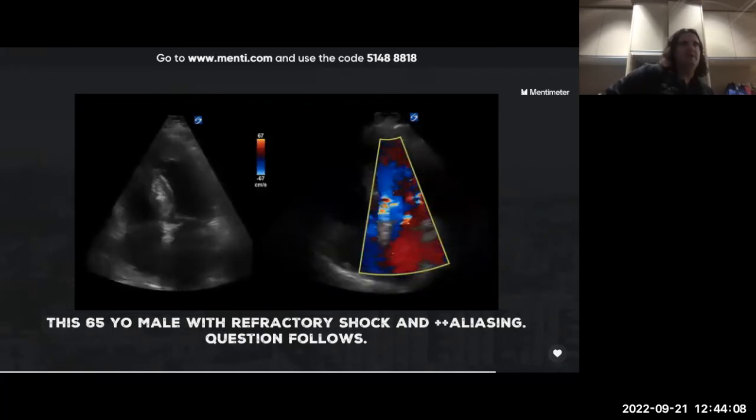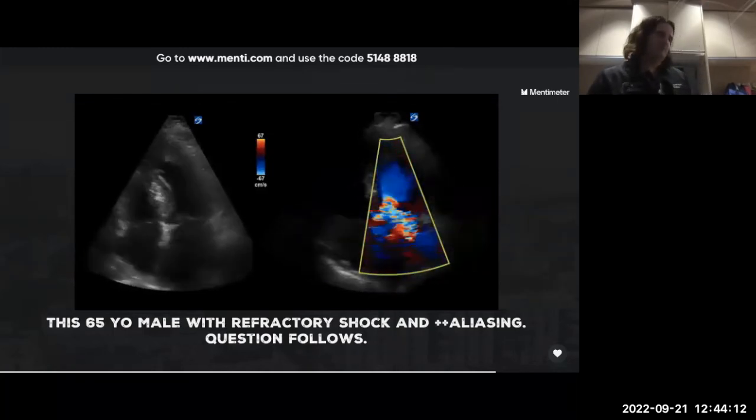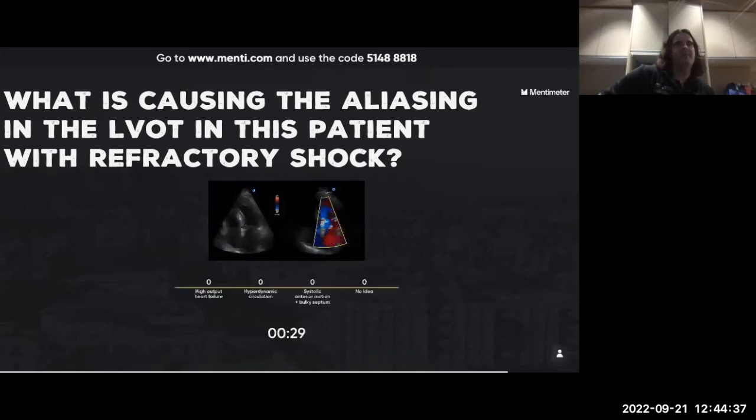There's a lot going on here, but I'll let you just drink it in for a short time. What is causing the aliasing in the LVOT of this patient with refractory shock? High output failure, hyperdynamic circulation, systolic anterior motion, or no idea?